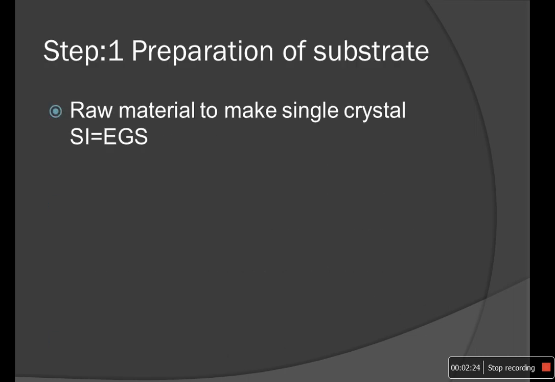For preparation of the substrate we are using silicon material. Here the raw material is used to make single crystal silicon, that is electronic grade silicon. The substrate is the bottom part of the IC. For the substrate we are using electronic grade silicon, EGS.